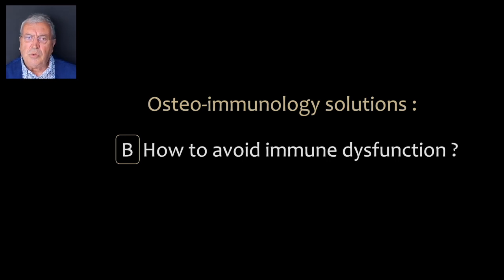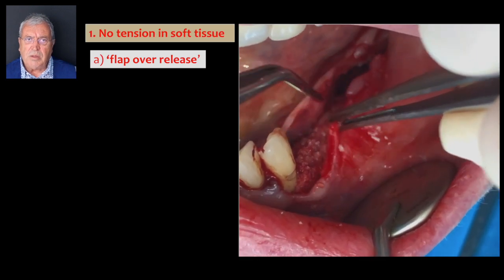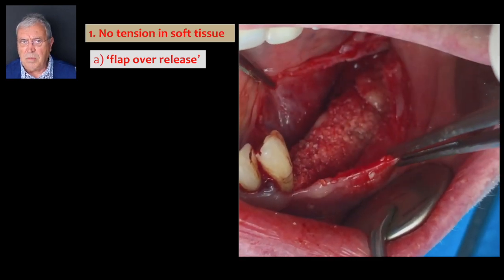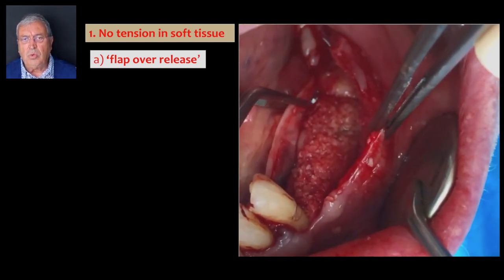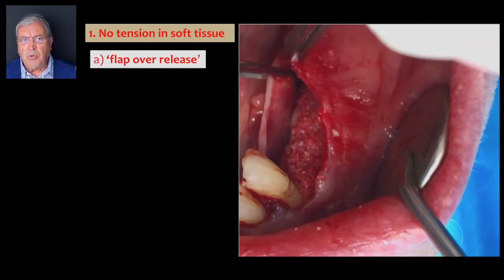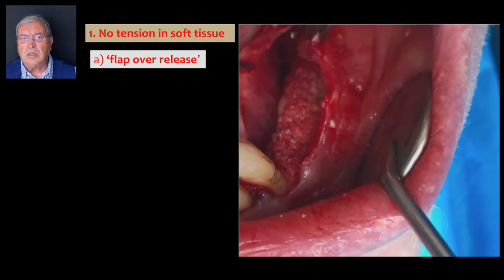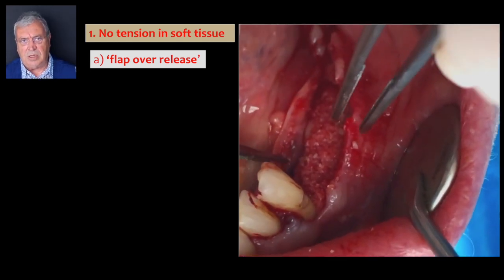The first was to improve the immune response, but then we need to avoid an immune dysfunction. Immune dysfunction occurs when we meet tension, ischemia. And then we need to manage the flap in order to remove the tension. How to do that? By an over-release. We need to release more than necessary. We need to take care about the tension during the closure.